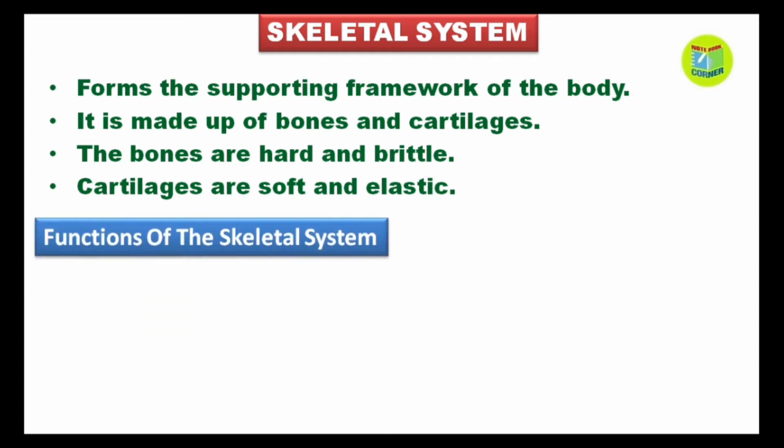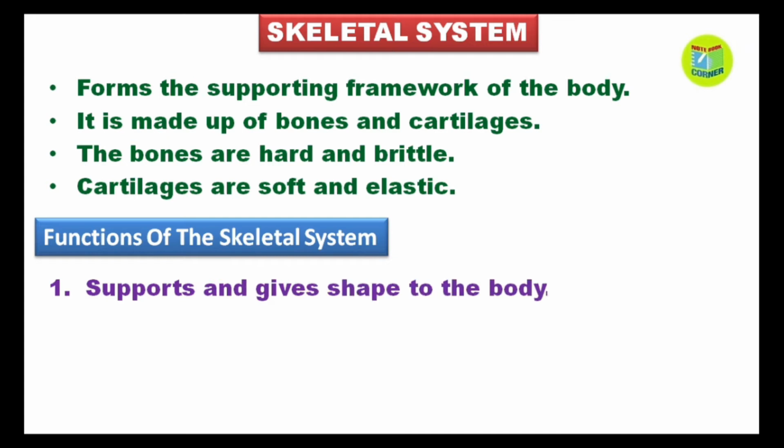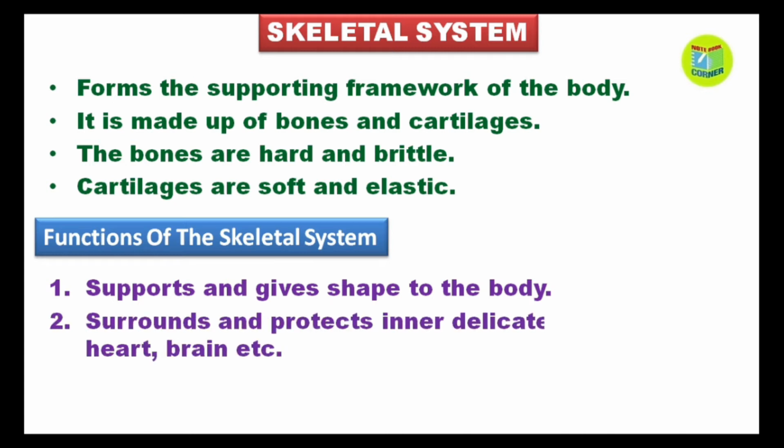Functions of the skeletal system. The main functions of the skeletal system are: first, supporting framework. The skeletal system forms the framework that supports and gives shape to the body. Second, protection. It surrounds and protects inner delicate organs like lungs, heart, brain, eyes, etc.